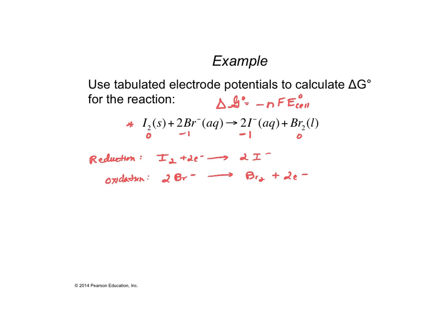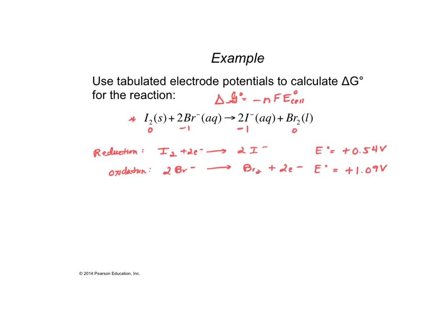So now all I have to do is go look at my little tabulated list, my standard reduction potential table, and look up the reduction potential for both of these half reactions. When I do that, I get a reduction potential for the iodine of a positive 0.54 volts. And same thing for the bromine, I get a positive 1.09 volts. Those are just coming from me looking those values up in the table.